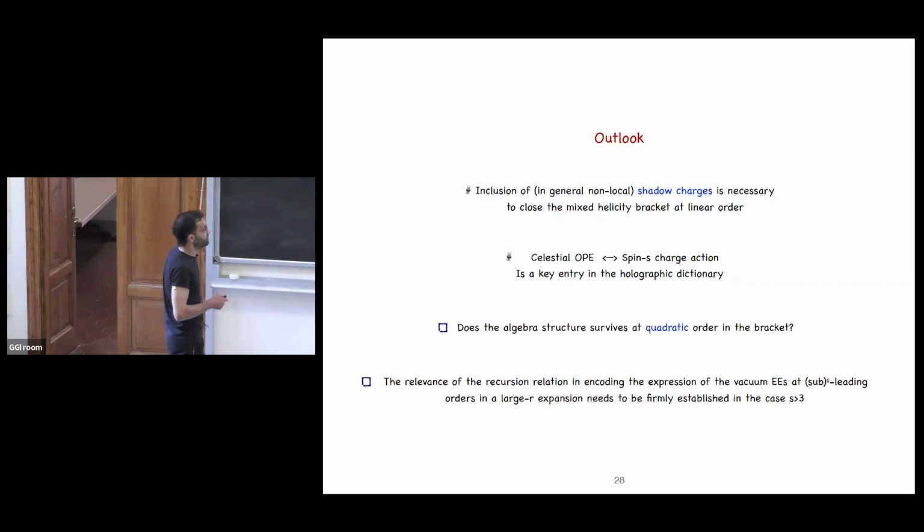The next main thing to do is definitely to check if the algebra structure survives at quadratic order. I would expect that some extra conditions are required, in the sense that holomorphicity of the parameters is probably required when we go to quadratic order, as seems to be the case, at least for the 0-1 sector, when you do the mixed helicity 0-1 sector to quadratic order. And of course, the question that came up earlier: what's the relevance of this recursion relation in encoding the full Einstein equation when we go to spin s bigger than 3? Okay, thank you very much.